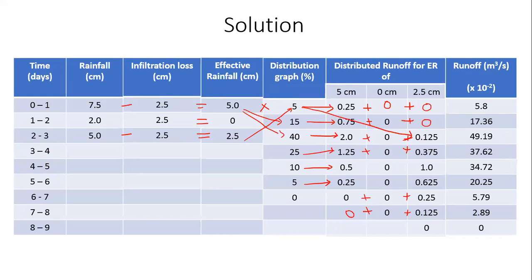Okay, it may not be 2.5, because this idea of the phi index is based on an average. On the first day, if there's no previous antecedent rainfall, it may even be higher than 2.5. On the second day, it may be 2.5 or a little less than 2.5 and so on. And the third day, it may be even less than 2.5. But on average, it may be 2.5 centimeters per day. Is that okay?